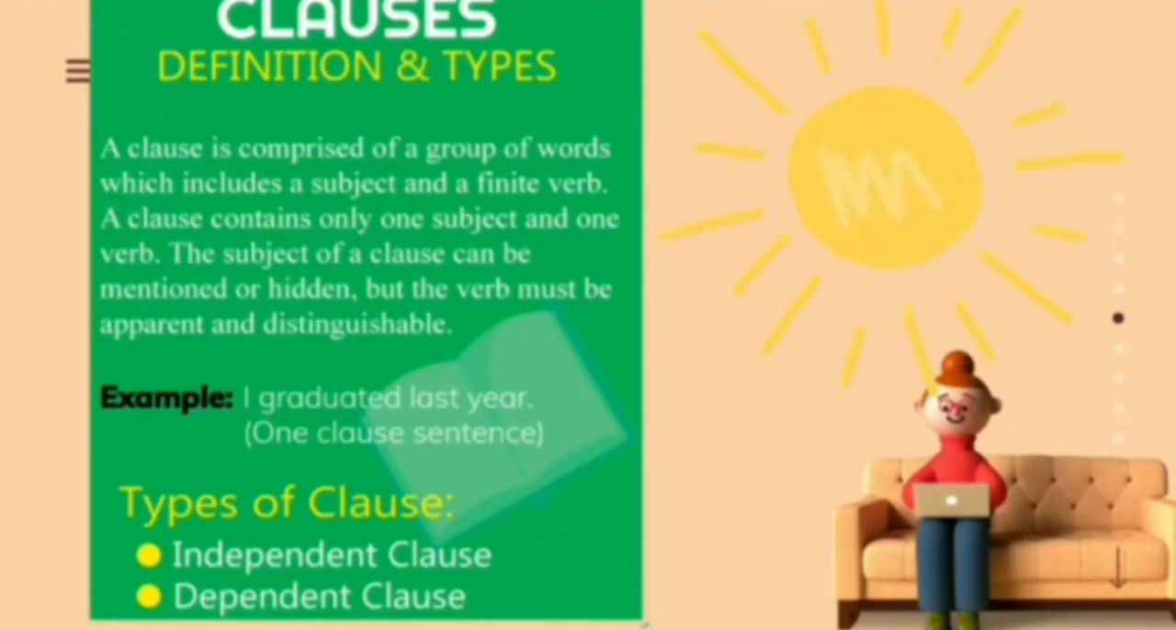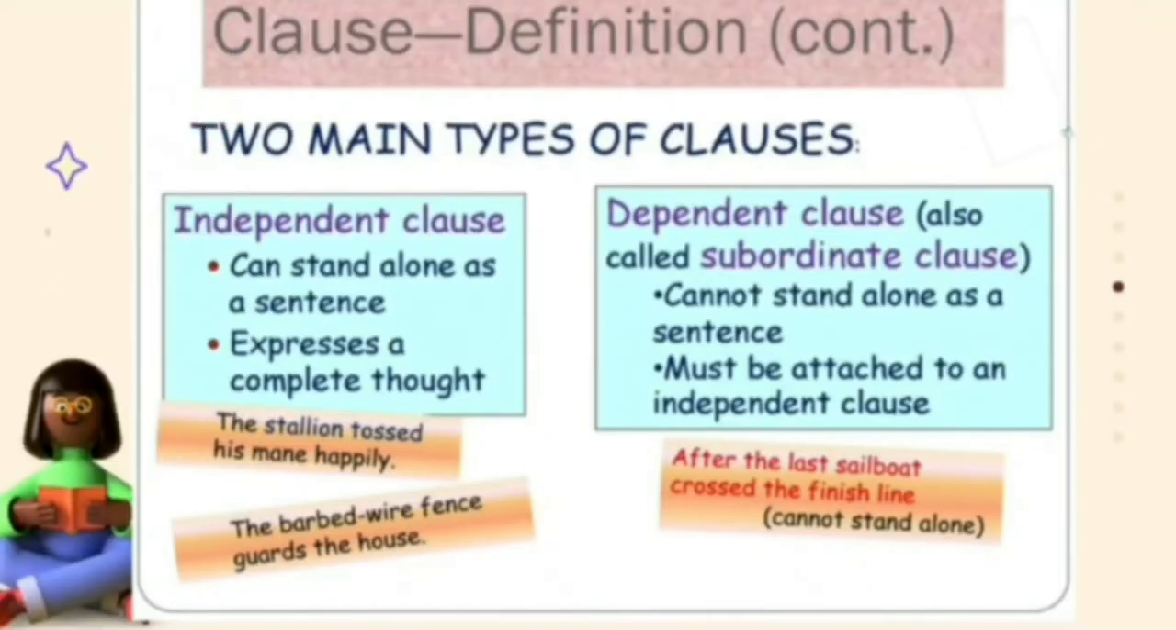For example, I graduated last year. This is a one clause sentence where I is the subject, graduated is the verb, and the remaining part is the rest of the sentence. The two types of clauses are independent clause and dependent clause. Let's study further about these two.